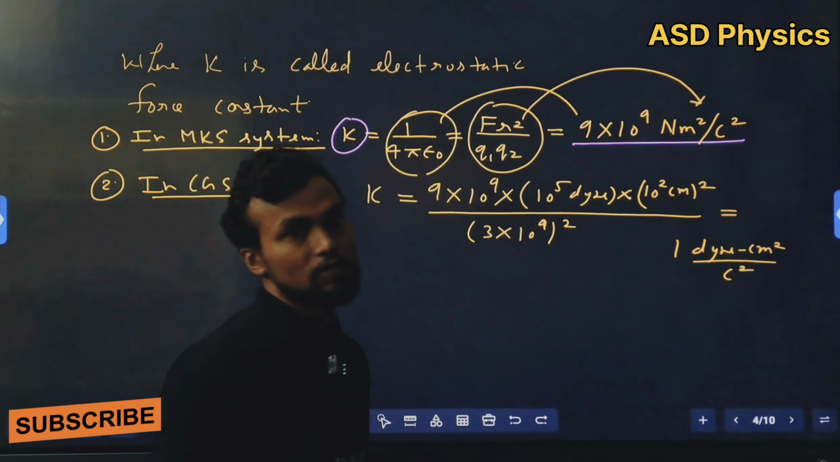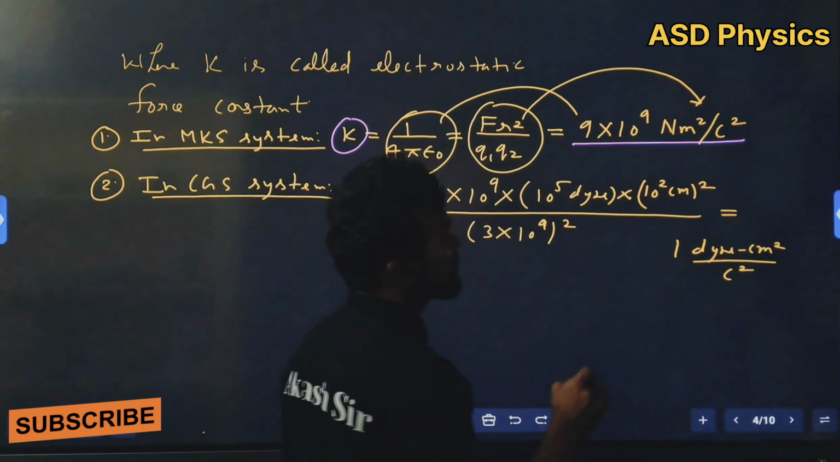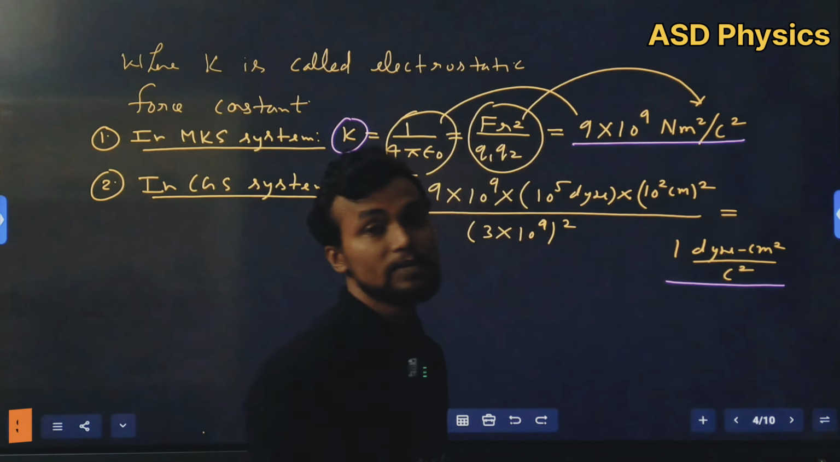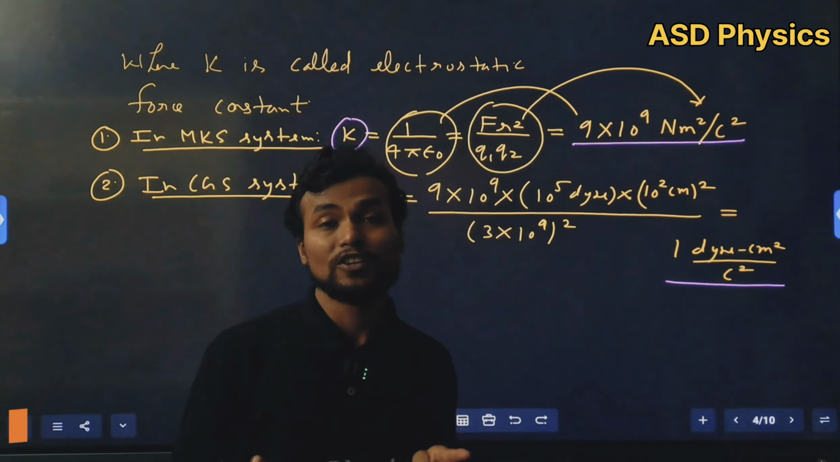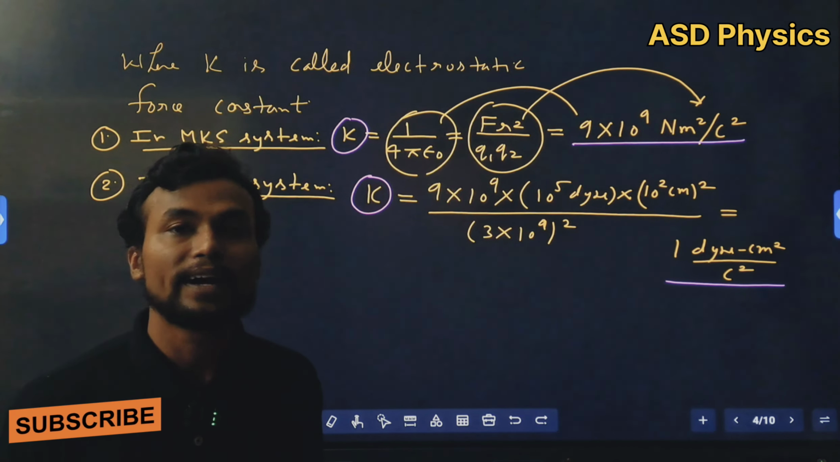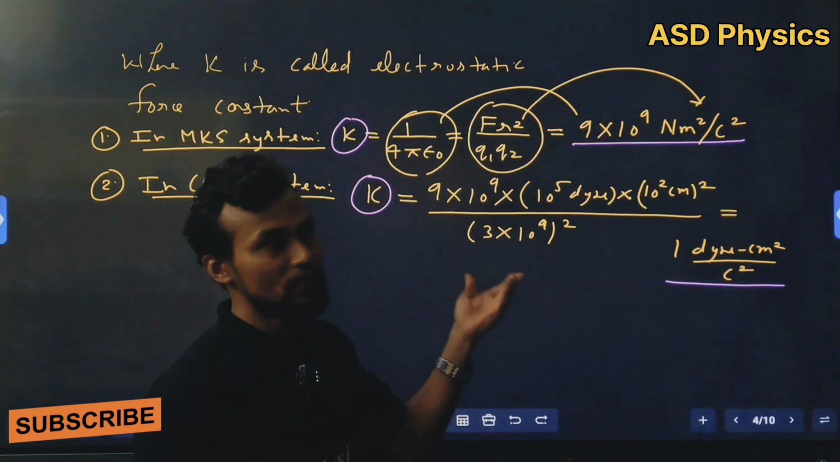9 into 10 to the power 9 and this unit here. In the CGS system, the value of K will be 1 dyne centimeter square per coulomb square. Now I hope it is very clear. So what I told, the value of K depends upon the nature of the medium, and it also depends upon the system of units.